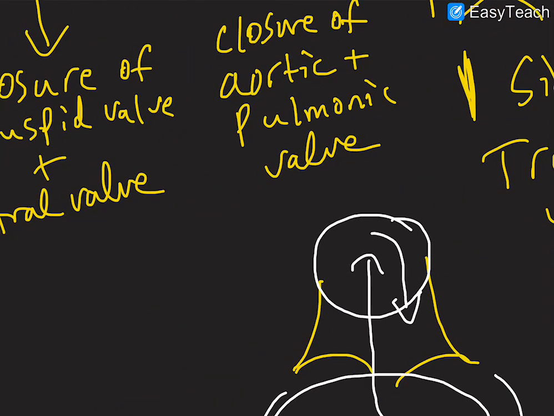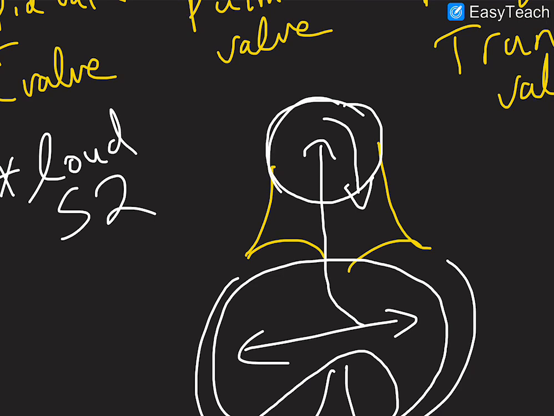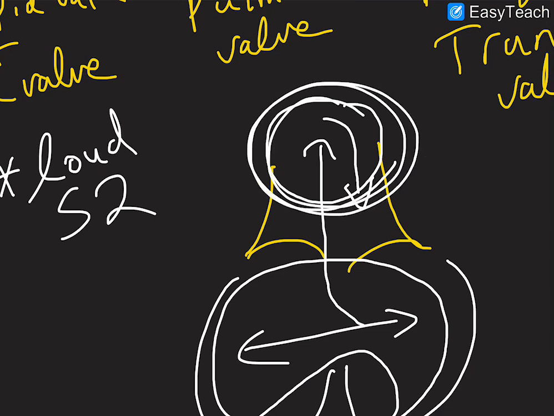So that's one finding that we should list and write down here. Loud S2: you'll hear a single loud S2 because of why? Because you only have one semilunar truncal valve. You're pumping the blood in the left ventricle and the blood in the right ventricle across that valve. That's a lot of blood right here, which means there's a lot of back pressure telling the truncal valve to slam shut really hard.